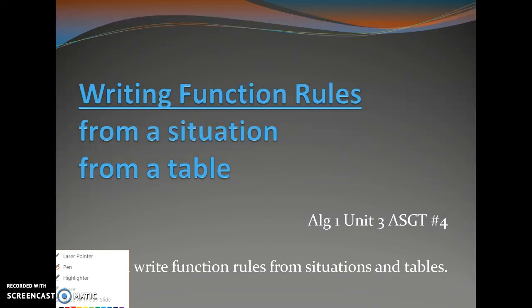So today we're going to be talking about writing function rules from a situation or from a table. We want to be able to come up with a rule that takes our domain values and translates them into a certain range value that we want. So this is assignment number 4, and these should be your notes.